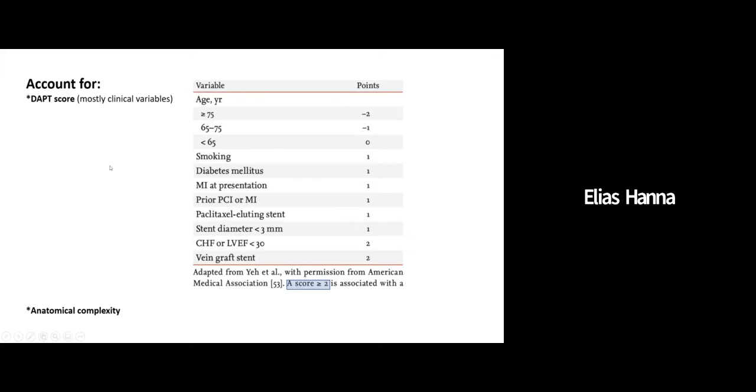One is the DAPT score, which is derived from the DAPT study, and they try to fine-tune which patients derive an MI benefit without much of a bleeding and death harm. So this is the DAPT score, mostly a clinical score. Then you have an anatomical score that I will go over. DAPT score, just look at it. Basically, in the DAPT score, I will highlight age.